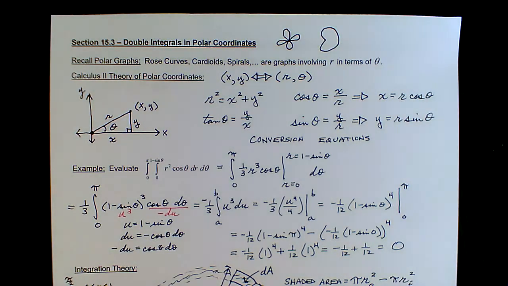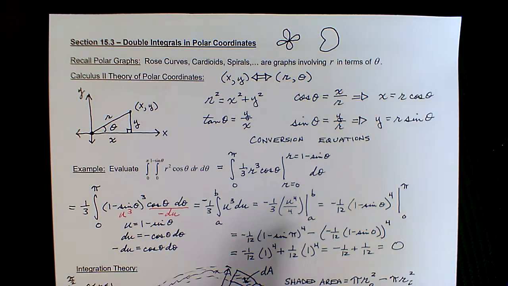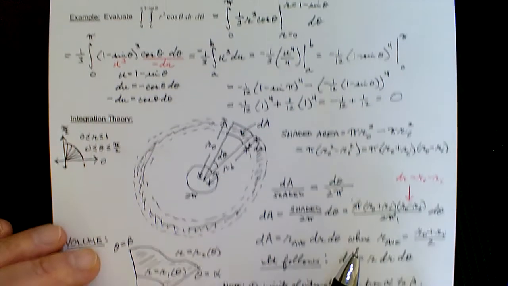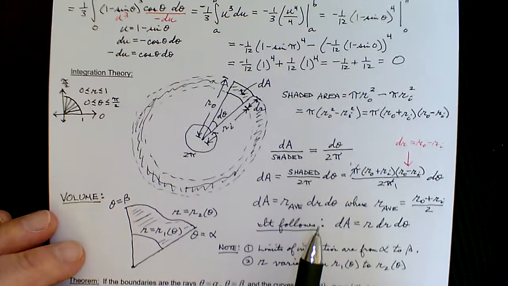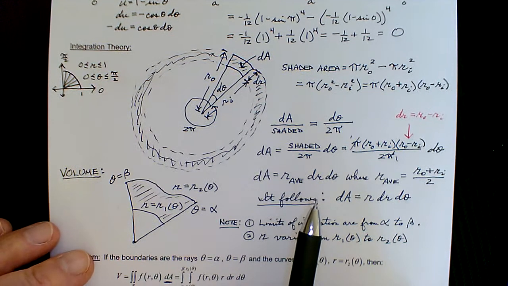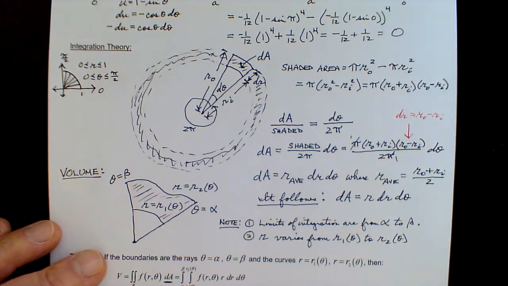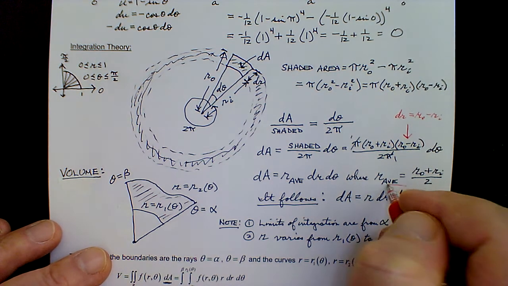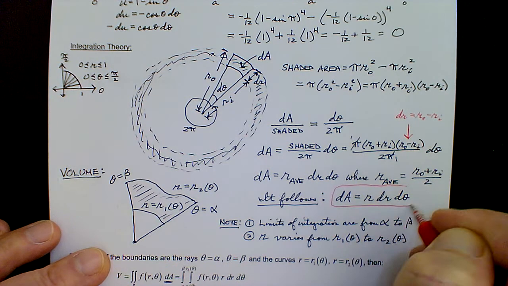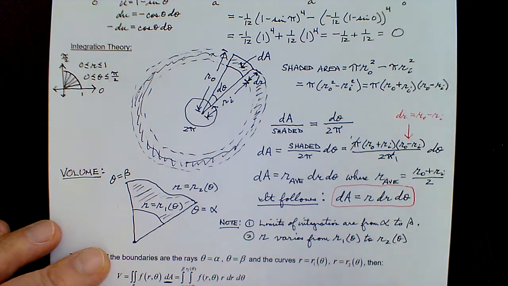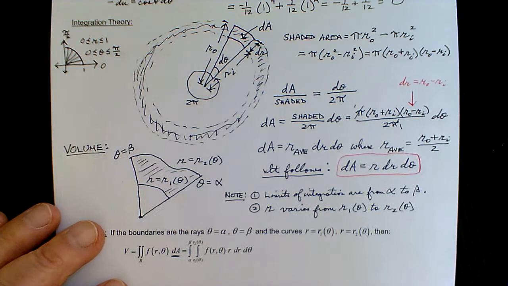Hello everyone, this is part 2 for section 15.3, double integrals in polar coordinates. Last time we went over the theory, we talked about conversion equations, and went over an example to get us warmed up. We ended up talking about the theory behind volume. The important thing that we established here was that dA is r dr d theta, so that is an extremely important result. And then when we went to our volume formula, we saw how that came into play.